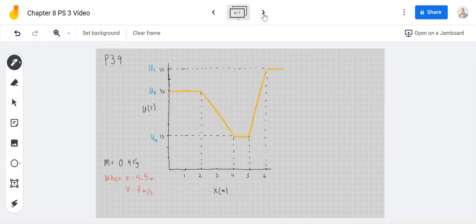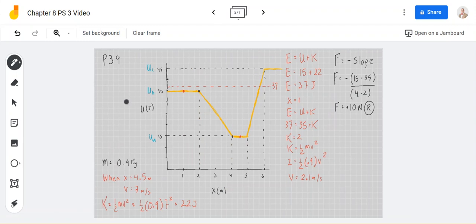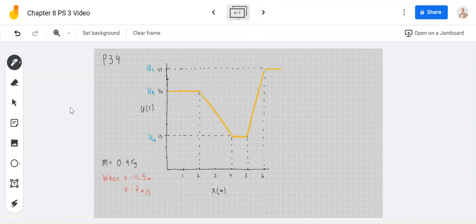The next section says, suppose instead the particle headed to the right, the positive x direction. If the particle can reach 7 meters, what is the speed? And if not, what is the turning point? And then what are the magnitude and direction of the force? So what we're going to notice here is that, as I stated in the last one, there's a turning point right here.